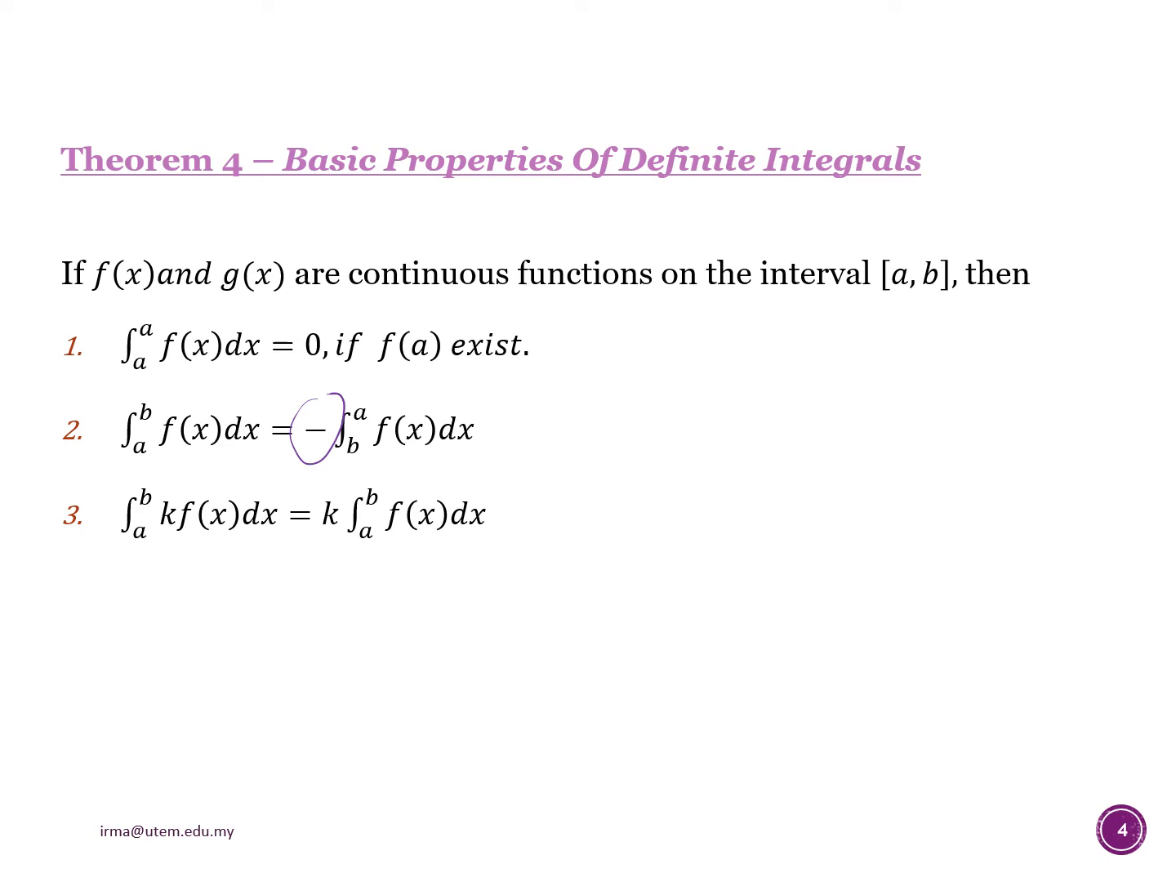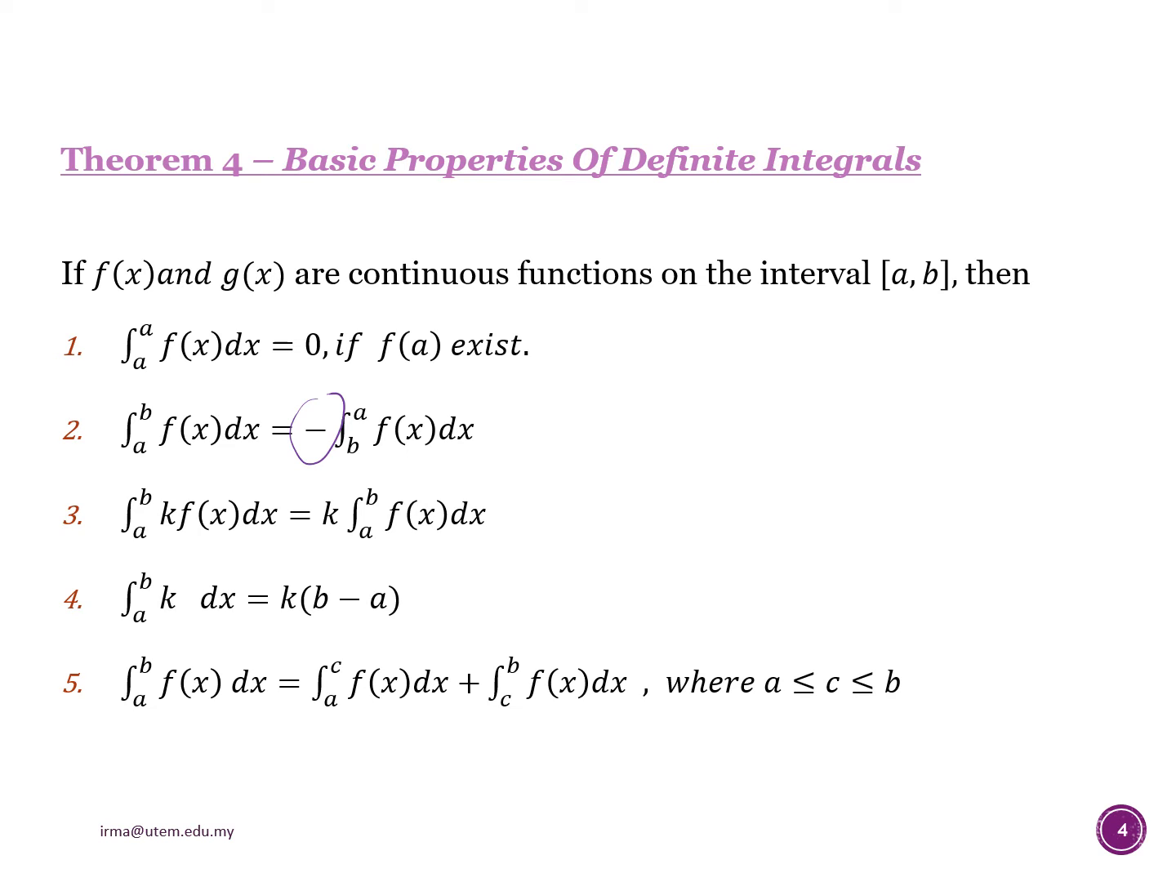Okay, the third property is the constant. Same as before, you can bring the constant in front. And if you have a constant function, the integral with limits gives the answer k(b minus a). And if you have the integral of f(x) from a to b, you can split the function into two parts.